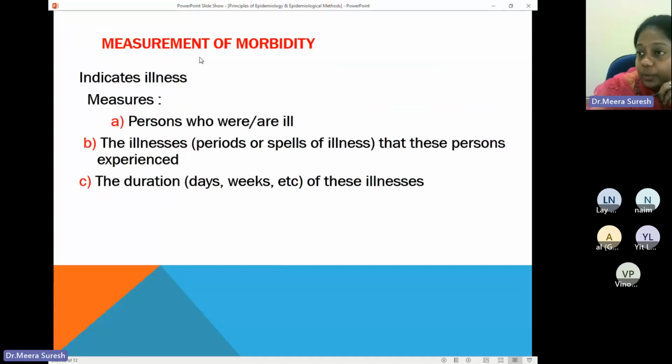Now going towards the measurement of morbidity. The earlier one was indicating death. Now we are going to indicate illness. So for example, when you are reading a research paper about tuberculosis, initially you give the death rate. What is the general or the crude death rate? And then you go for people dying due to tuberculosis in a particular age group.